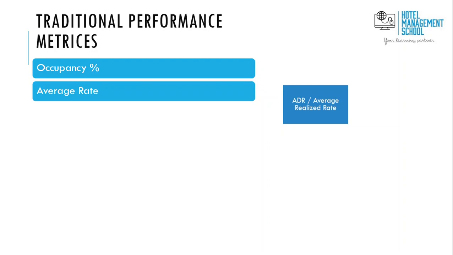They may have different types of rooms: superior rooms, deluxe rooms, suites. So in order to convey the hotel's performance in the most simple way, with one rate that the hotel is able to achieve, and to compare various different hotels, we use average realized rate for comparing different hotels or different years.